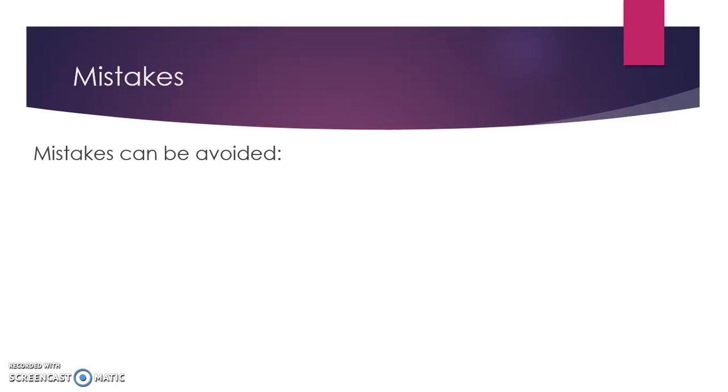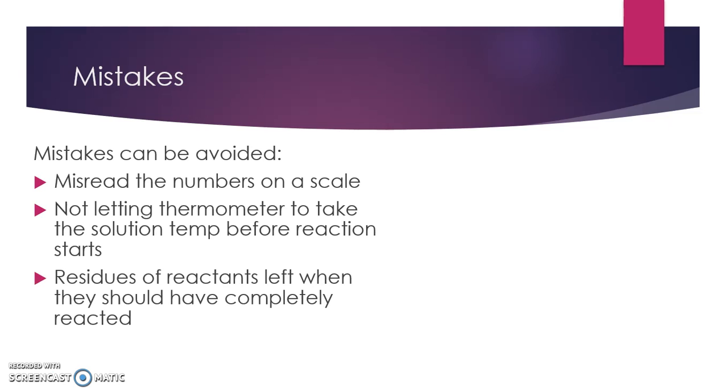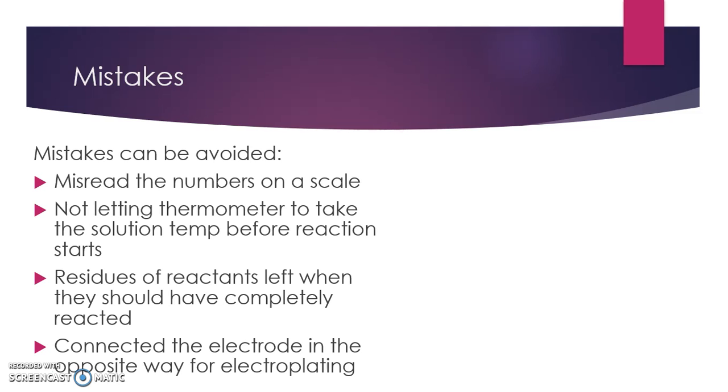They're not errors when we talk about experimental investigation. So mistakes could be like a person misread the numbers on a scale, or not letting the thermometer take the solution temperature before the reaction starts, or you could have a residue of reactants left when they should have completely reacted. Or sometimes you connected the electrode in the opposite way for electroplating.